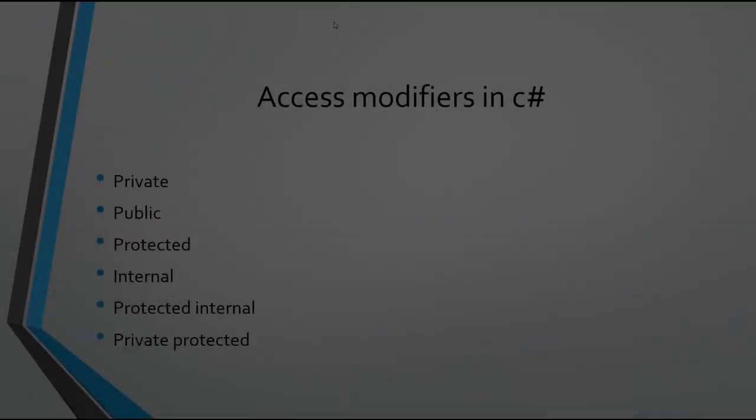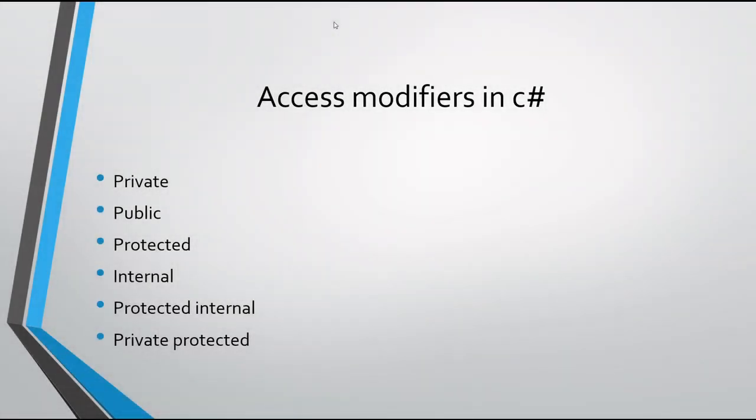Everyone, welcome again. In this chapter, I am going to explain a bit more about the access modifiers in C sharp. The first question is, what are access modifiers? Access modifiers mean I want to define the visibility and accessibility of classes, methods, and variables. Okay, that is called the access modifiers.